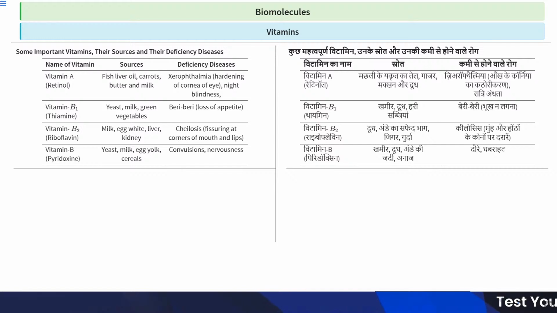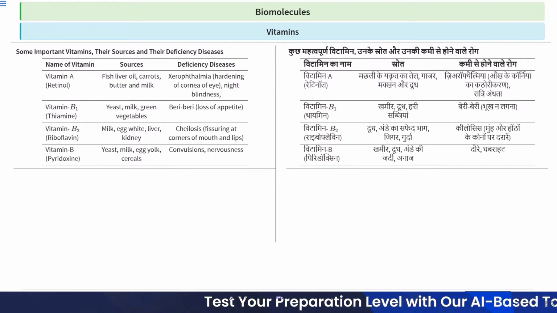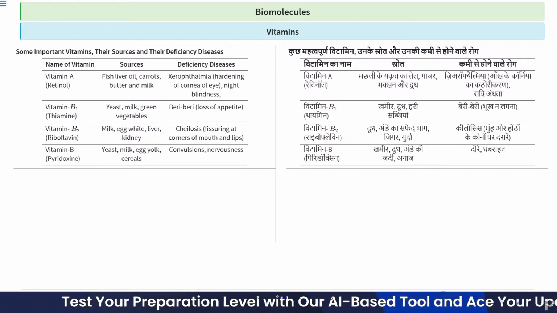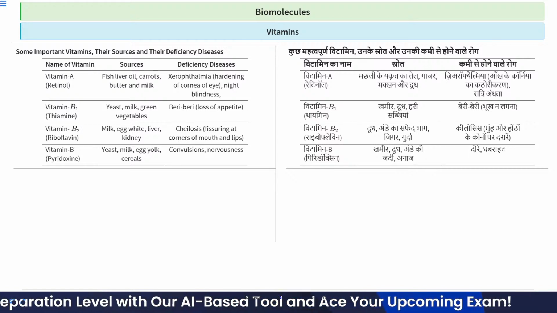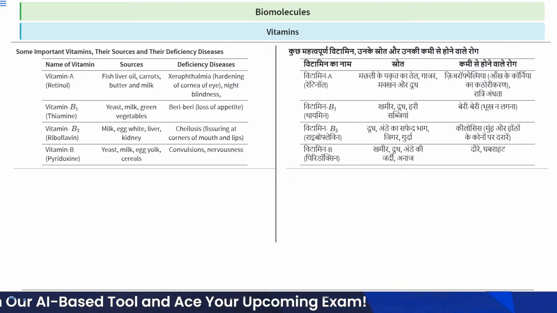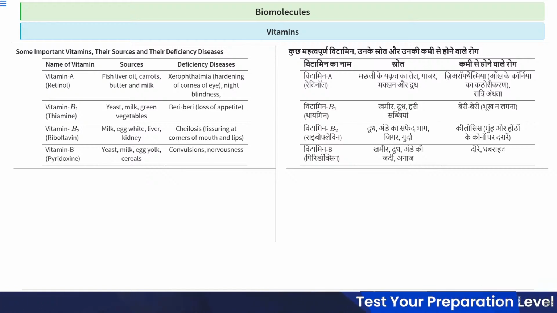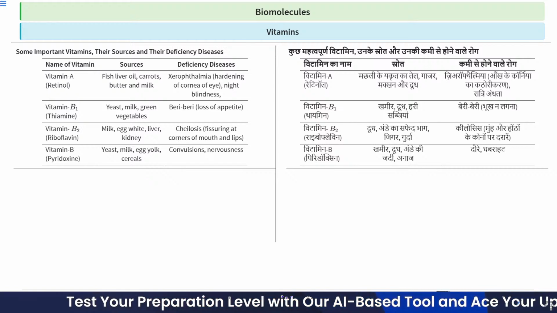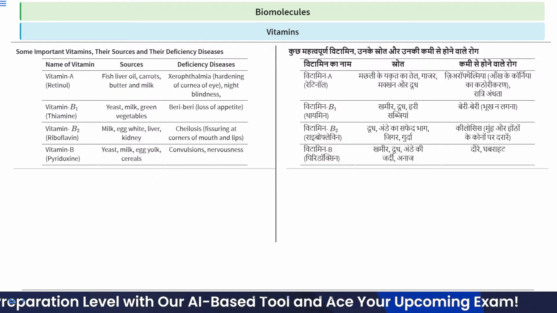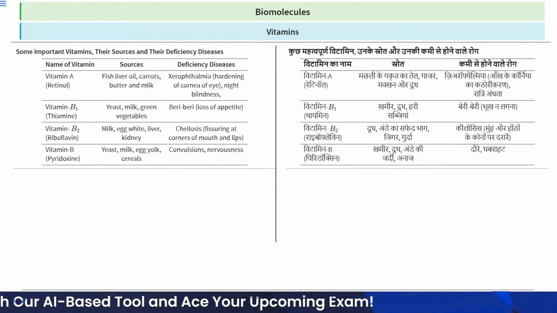Second vitamin is vitamin B1, from the group B vitamins, thiamine. The sources of this vitamin are yeast, milk, green vegetables, and the deficiency of vitamin B1 can cause beriberi disease, which is loss of appetite. Third one is vitamin B2, riboflavin. The sources of vitamin B2 are milk, egg white, liver, kidney. The deficiency of vitamin B2 can cause cheilosis, which is fissuring at the corners of the mouth and lips.